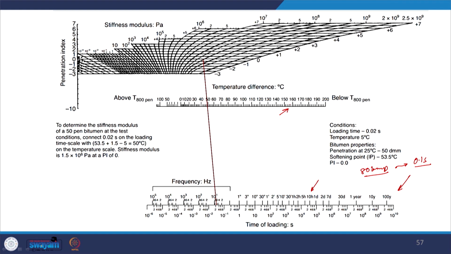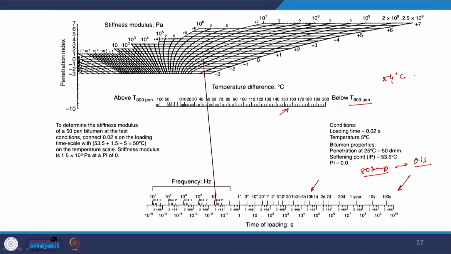Coming to the second scale, here we have the temperature difference between the temperature at which we are interested to find out the stiffness and the softening point of the bitumen, which is represented as T800 penetration, because as we discussed previously, there is an assumption that at the softening point the penetration is approximately 800. So, let us say that the softening point is 54 degrees Celsius and we are interested to find out the stiffness of the bitumen at 35 degrees Celsius. This gives us 19 degrees Celsius.